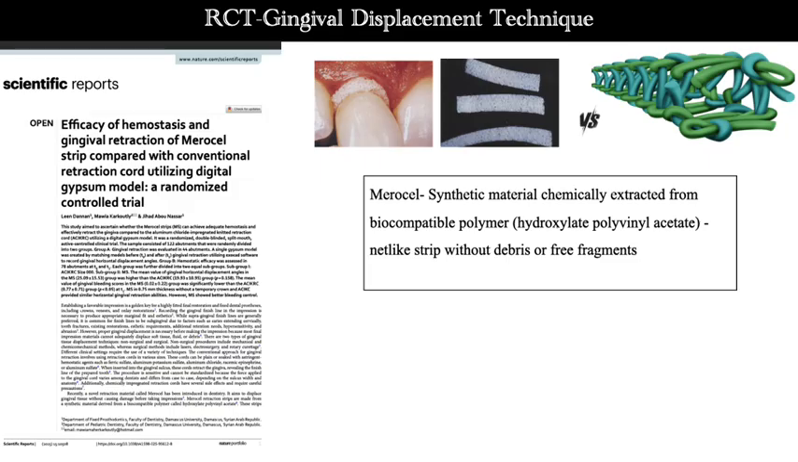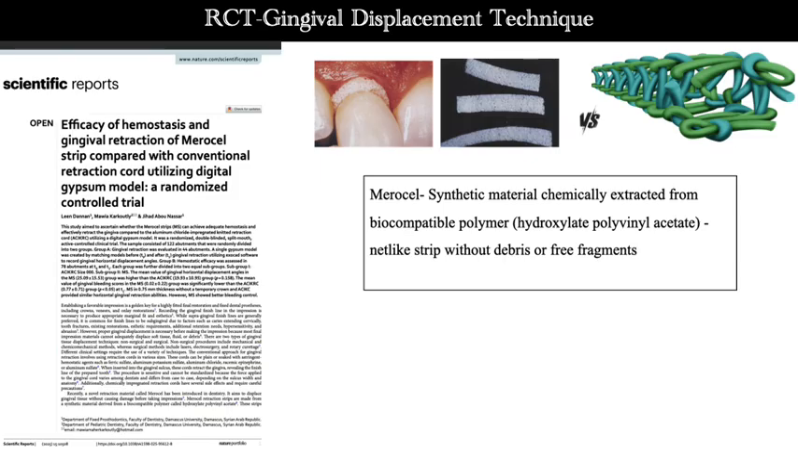Now, this is not something new to gingival displacement. It was introduced in the early 90s itself. I mean the introduction of these merosyl strips into gingival displacement. Even before that, it was being used in otolaryngology for nasal packing and the like. The highlight when it was first introduced was the fact that there was no debris during the gingival displacement.